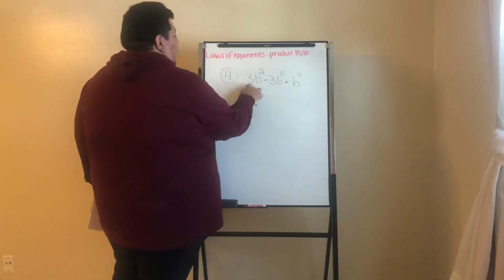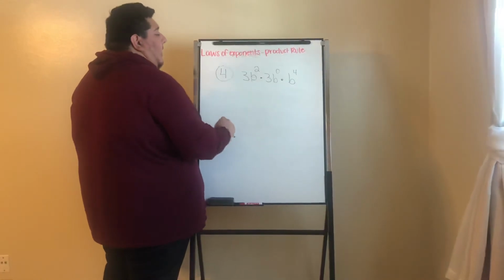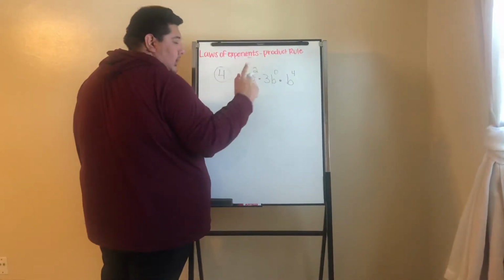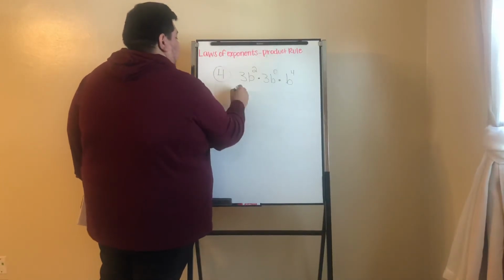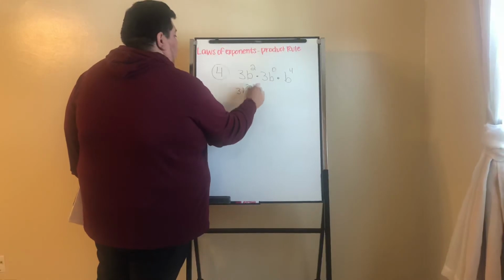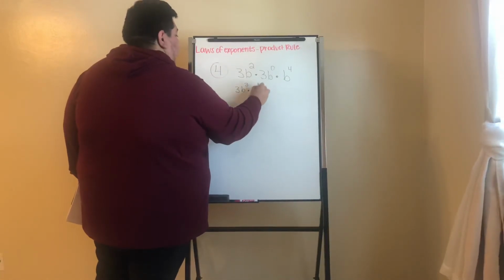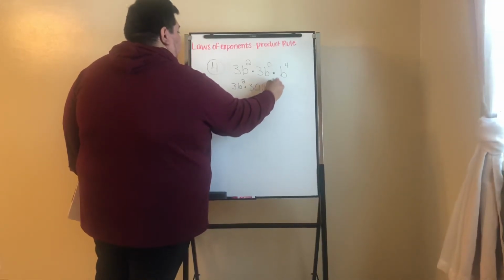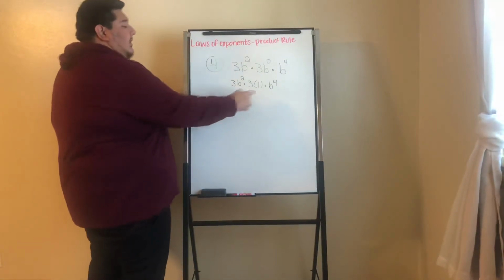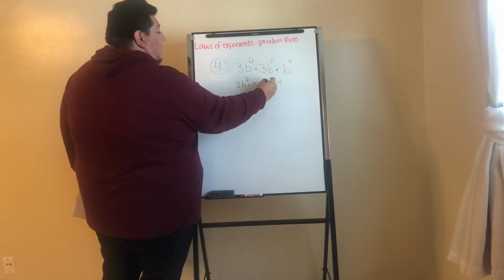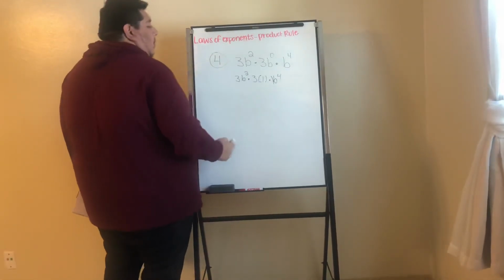First thing, 3b to the power of 2, everything's fine. 3b to the power of 0, we know anything to the power of 0 is still 1. So this is going to transform into 3b squared times 3b to the power of 0, we know is 1, times b to the power of 4. Notice, there's not a coefficient on this one. Since there's no coefficient, we're always going to assume it's also 1.